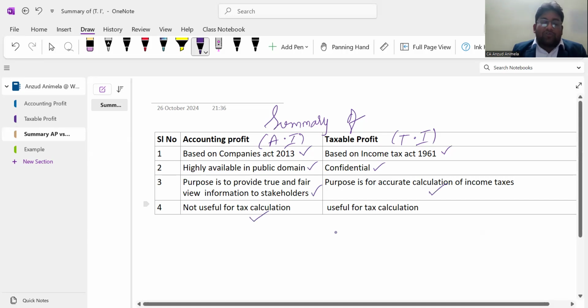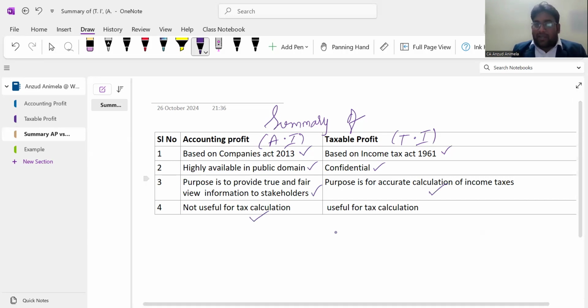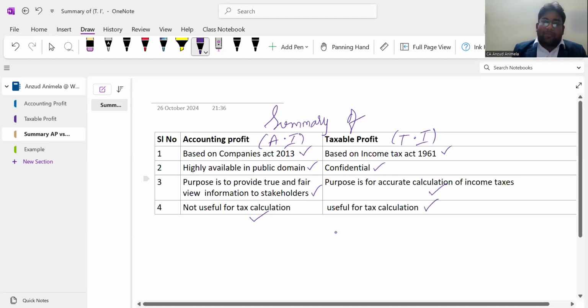Accounting profit is not useful for tax calculation. That is the reason why we have to prepare the taxable profit. It is highly useful for tax calculations.